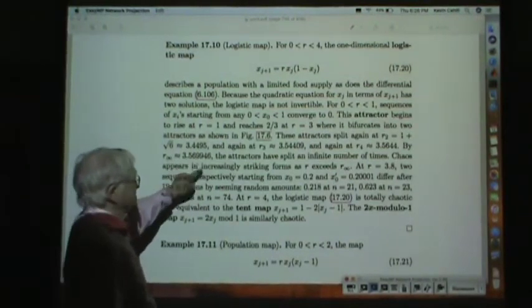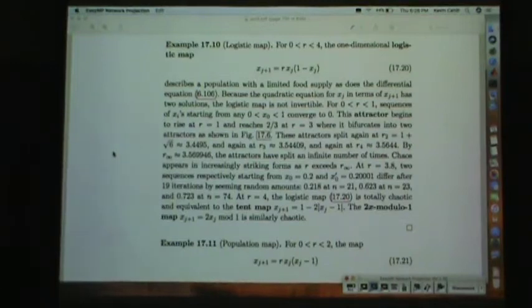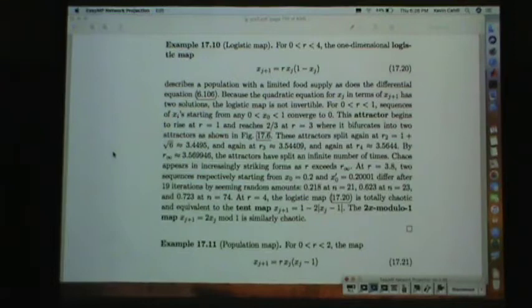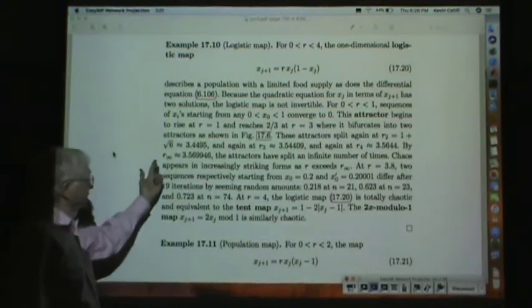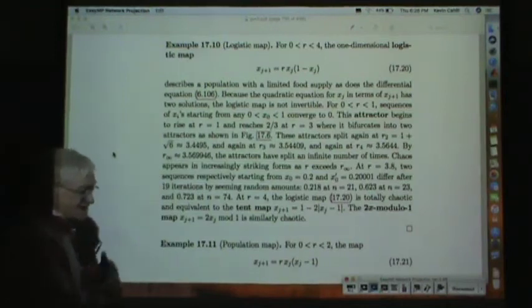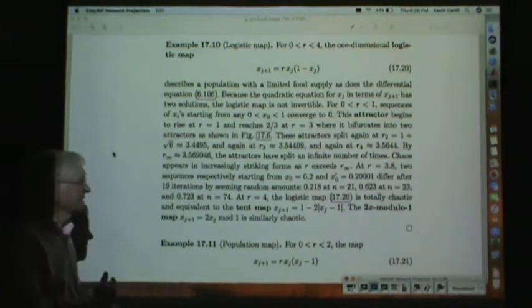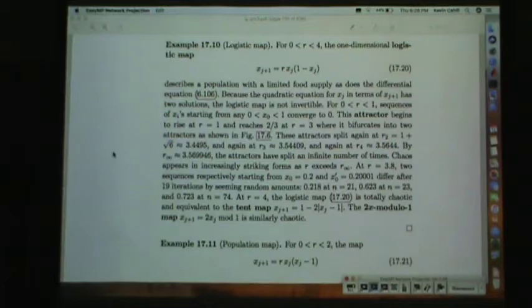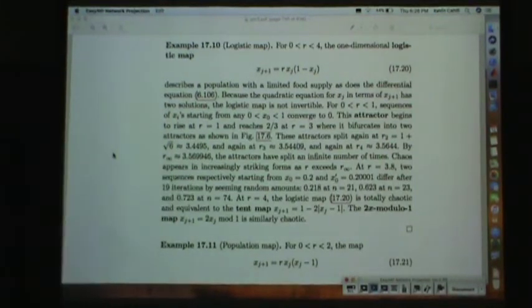And then by the time it gets to here, about 3.57, the attractors have split an infinite number of times. And as R passes 3.57, which is called R infinity, you get attractors that have split an infinite number of times, and chaos appears in increasingly obvious forms as R goes beyond R infinity. There's no reason why you have to stop there.